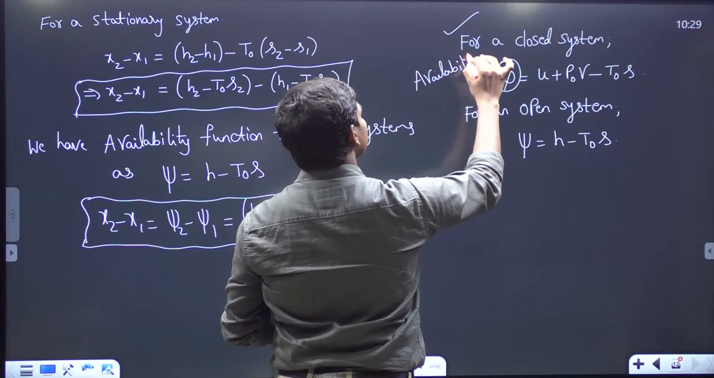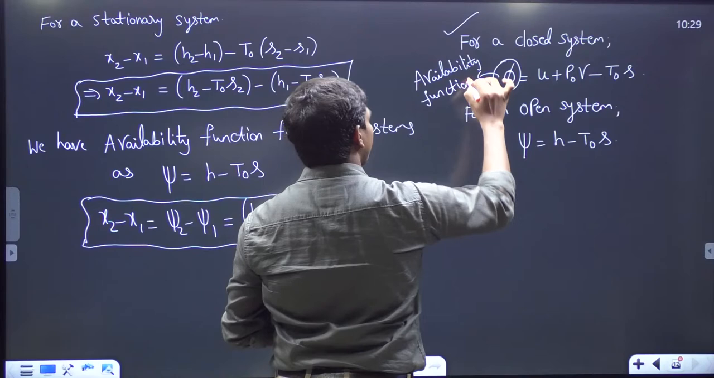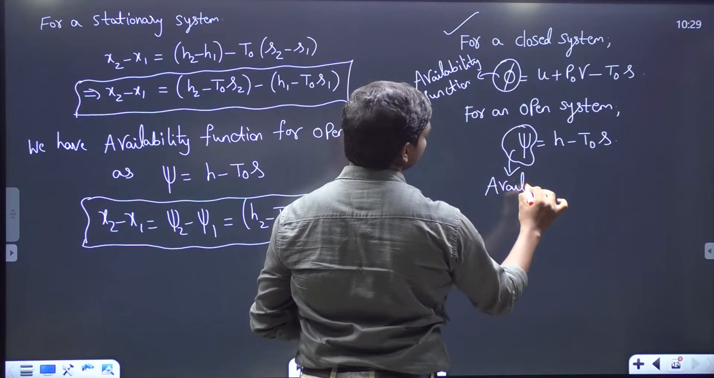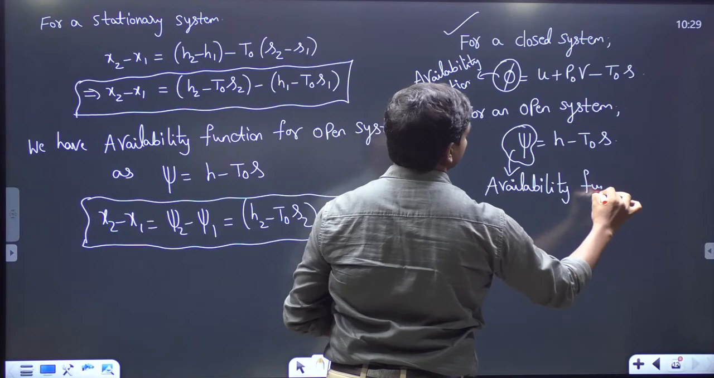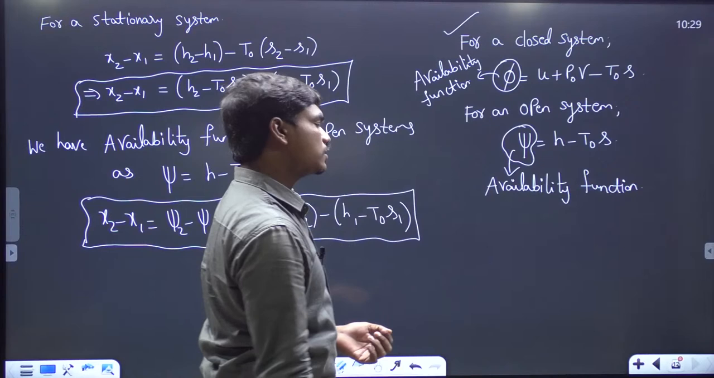This is also the availability function for control mass systems. Okay, so see here. We'll go for another topic now.